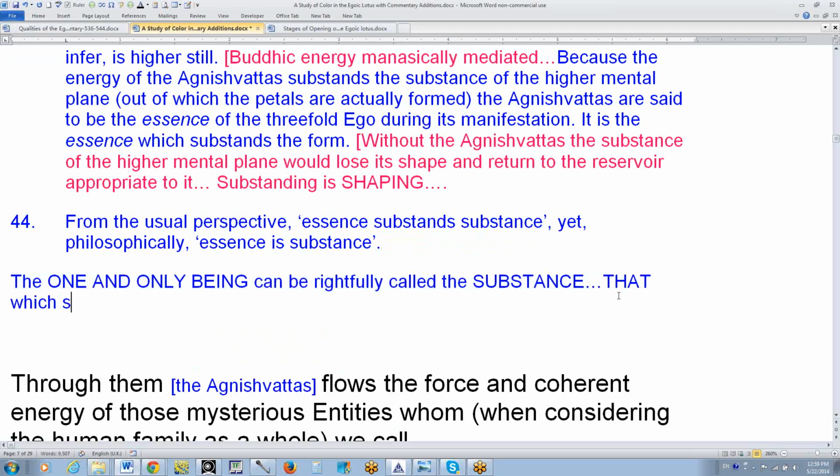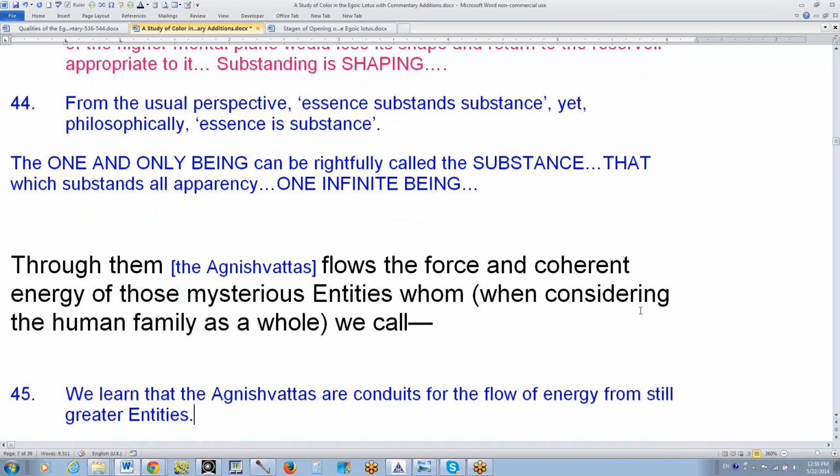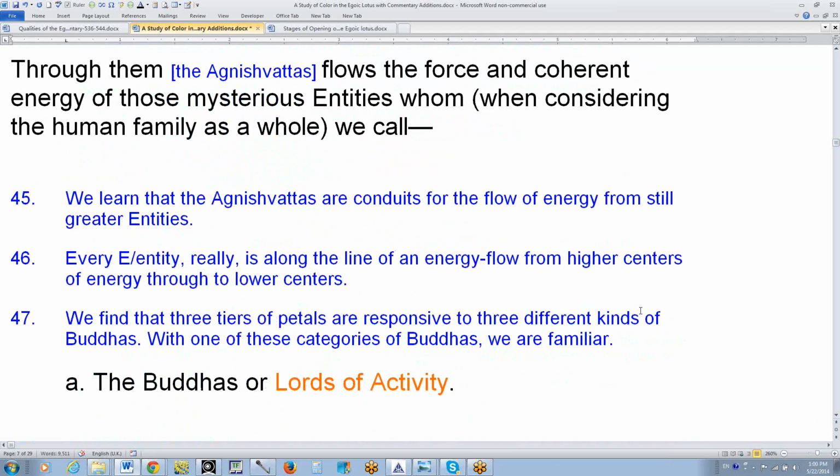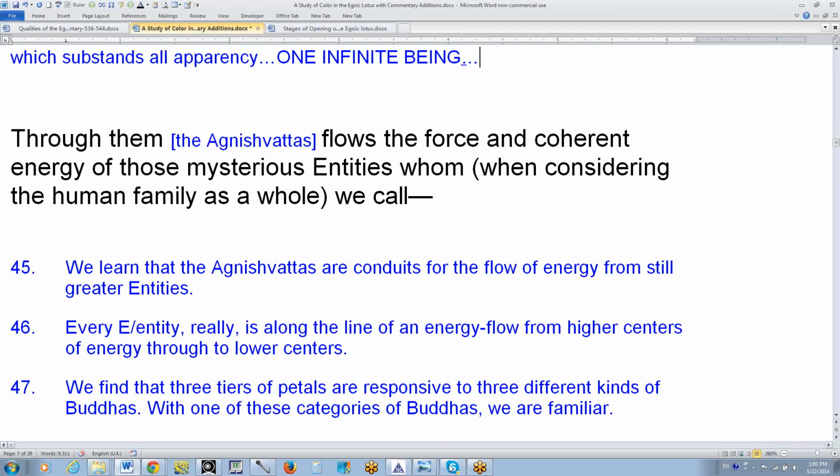That which substands all apparency. The one infinite being. And really, the only reality. So through them, presumably the Agnishvattas, flows the force and coherent energy of those mysterious entities whom, when considering the human family as a whole, we call the Buddhas or Lords of Activity. So we're learning about the Agnishvattas and that for which they are conduits.